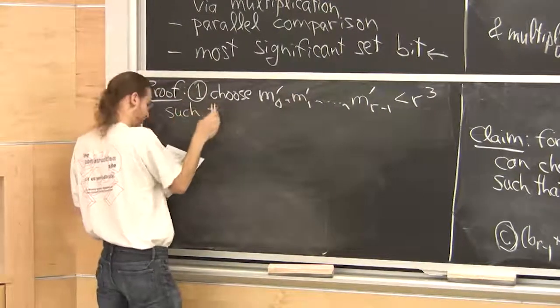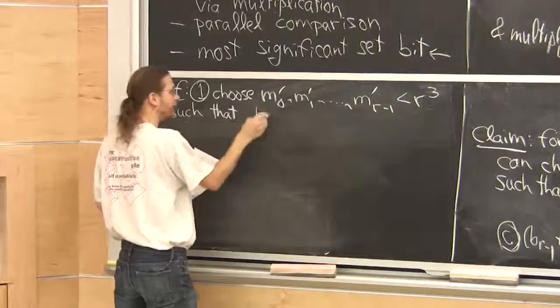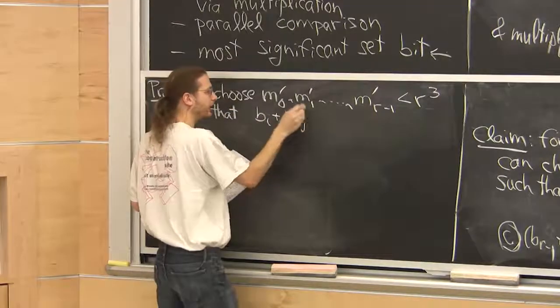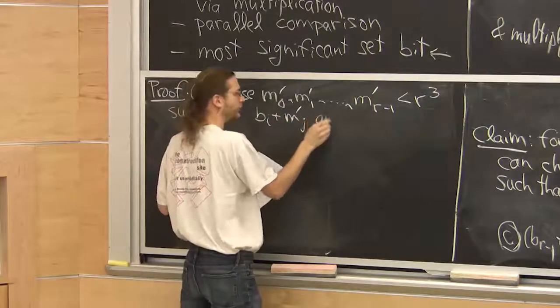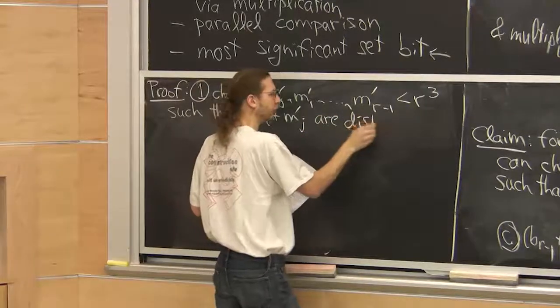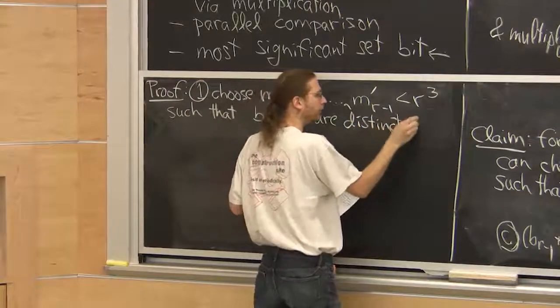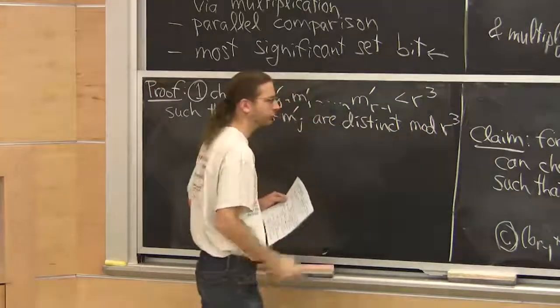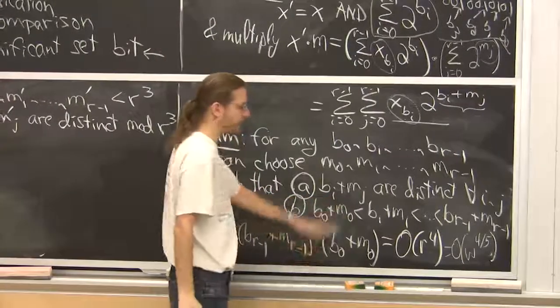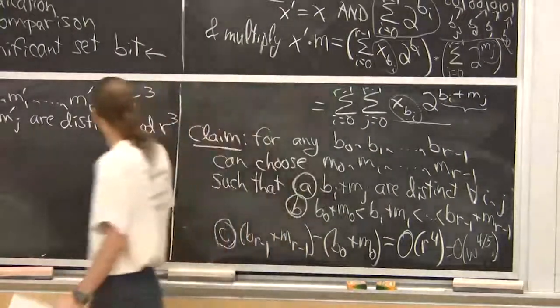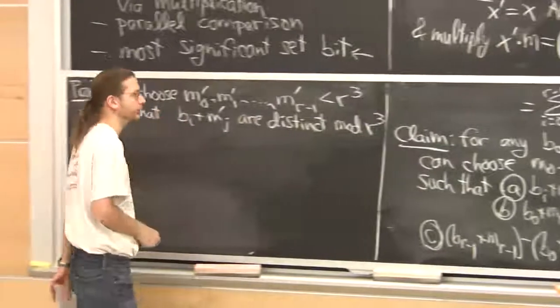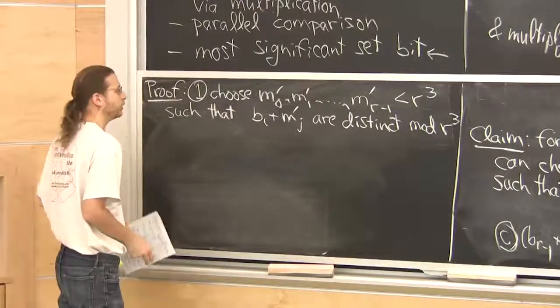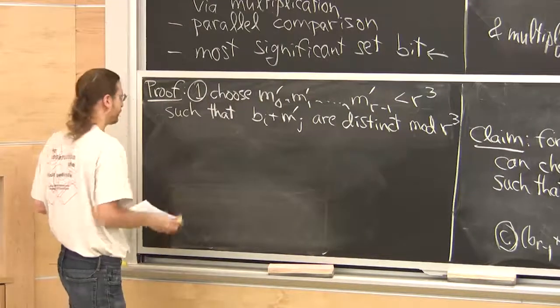And they're going to have the property that the b_i's plus m_j primes are distinct mod r cubed. So this is a stronger version of A. We really just need them to be distinct, but to make it easier for the other steps, we're going to force them to be distinct mod r cubed. Okay, how do we do this?